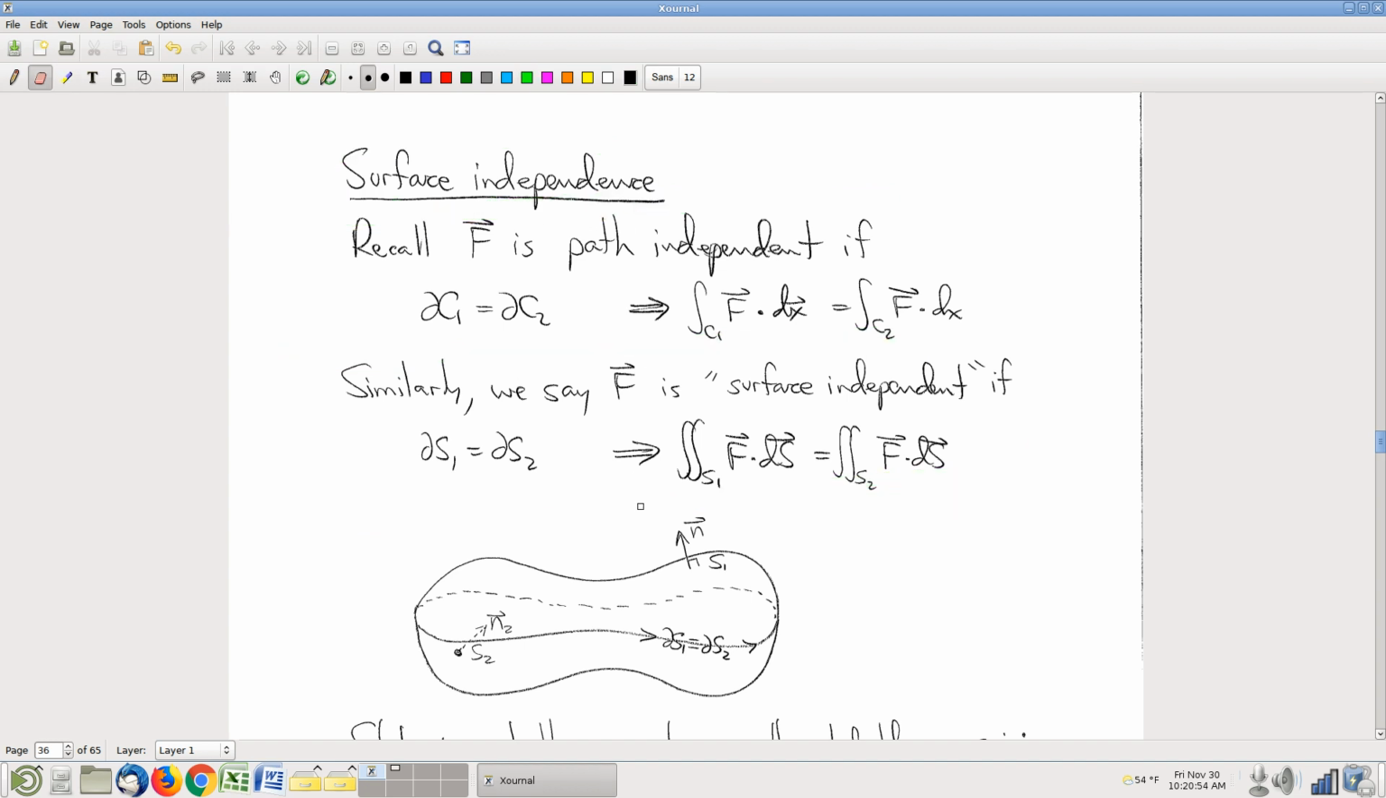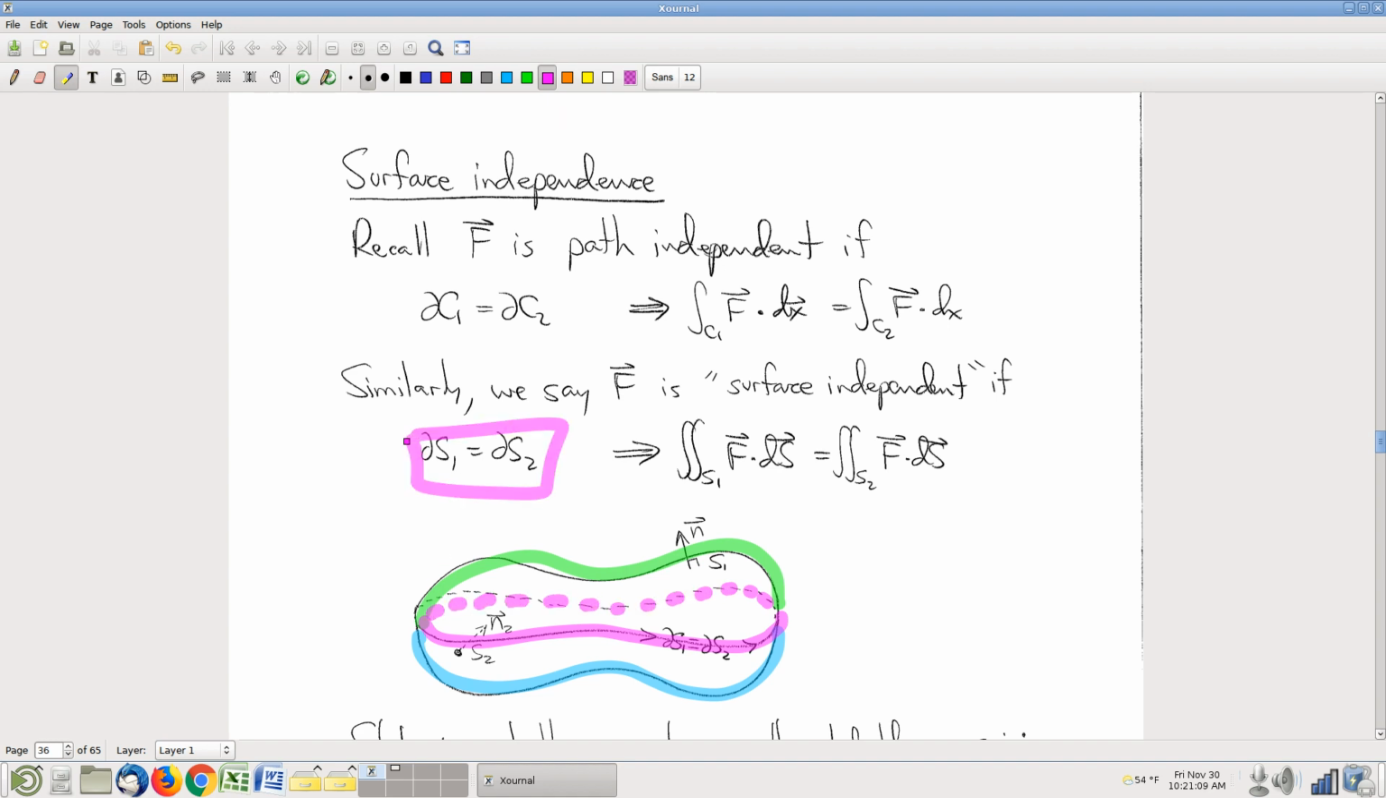The idea is that if you have one surface and another surface that have the same boundary curve, then if the vector field is surface independent, and that's a big if, not every vector field is surface independent, of course, but if it is, then you can just swap out the one surface for the other surface. It's a very nice feature for a vector field to have.